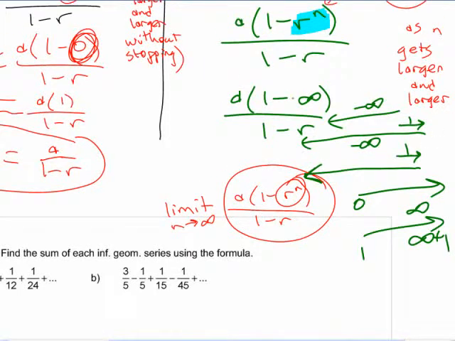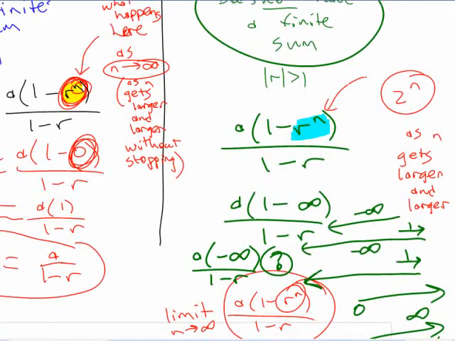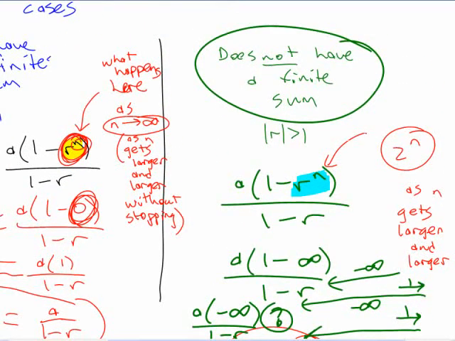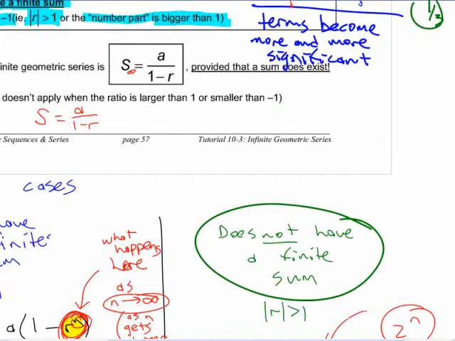Anyways, if you do this, 1 minus infinity, there's no finite sum here, right? A times negative infinity over 1 minus whatever the ratio is. There's no finite sum for that. This formula does not apply here. So what you should put up here, or highlight for yourself, is: provided that the sum does exist. It only exists when the absolute value of the ratio is less than 1. It doesn't exist otherwise.